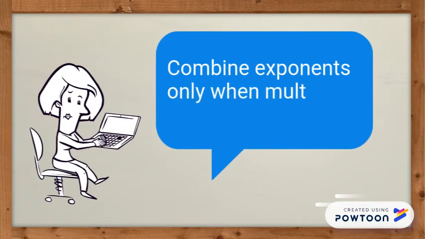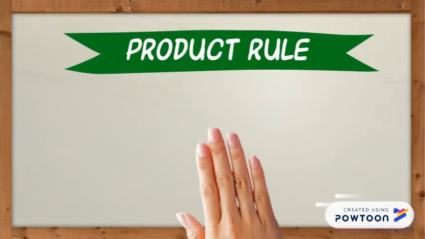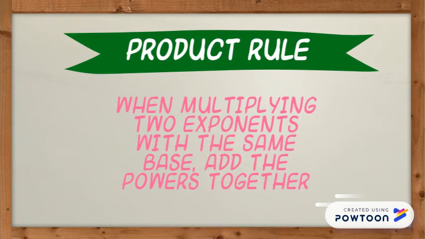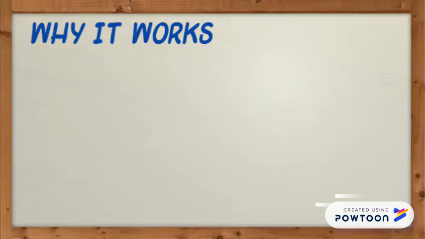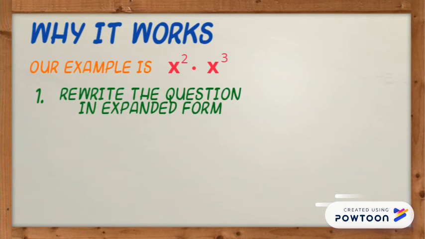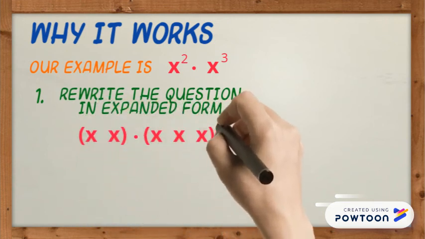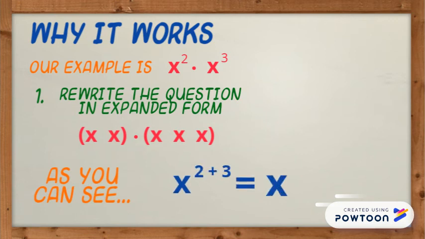Combine exponents only when multiplying or dividing. Product rule. When multiplying 2 exponents with the same base, add the powers together. Why it works. Our example is x squared times x cubed. Let's rewrite the question in its expanded form. x times x times x times x times x. As you can see, there are 5 x's total, giving us x to the power of 5.